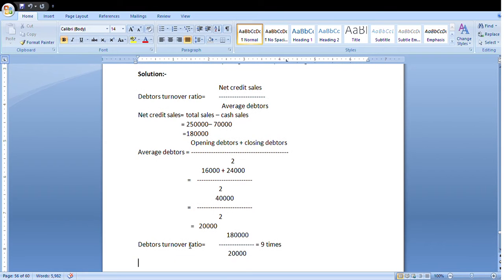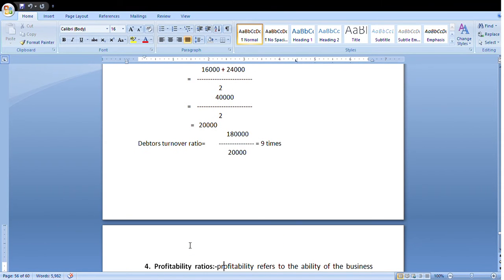Now apply the formula, debtors turnover ratio: net credit sales by average debtors. Net credit sales 1 lakh 80,000 by average debtors 20,000 is equal to 9 times. 9 times, this formula is over.